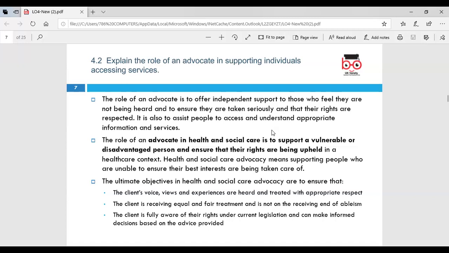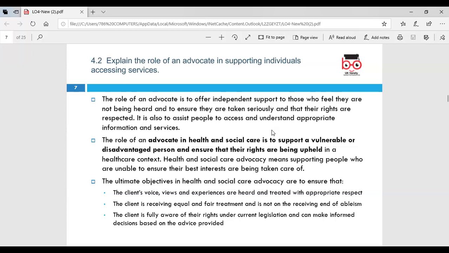This is also to assist people in order to access and understand appropriate information and services. So the basic role of an advocate in health and social care would be to support a vulnerable or disadvantaged person and ensure that their rights are being upheld in a healthcare context. So health and social care advocacy will mean supporting people who are unable to ensure their best interests are being taken care of.